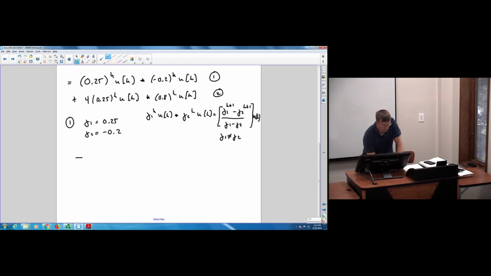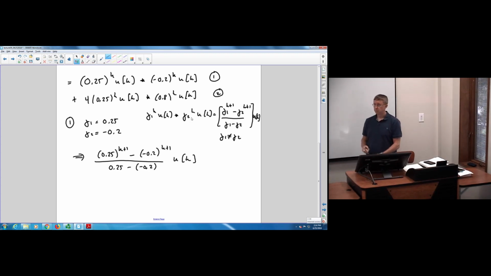So, if I use that here, what do I get for the convolution? I get 0.25 to the k plus 1 minus negative 0.2 to the k plus 1 over 0.25 minus negative 0.2. All that times u of k. Okay. So that is the result of performing this convolution.